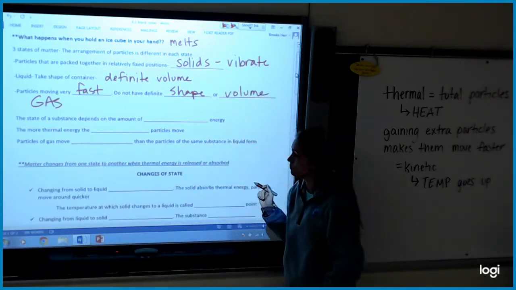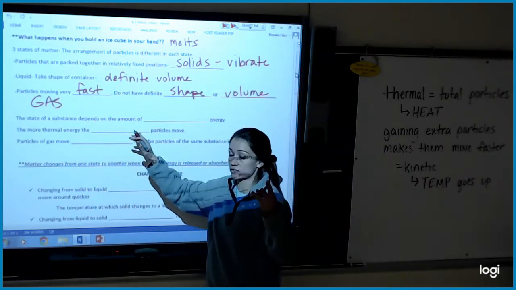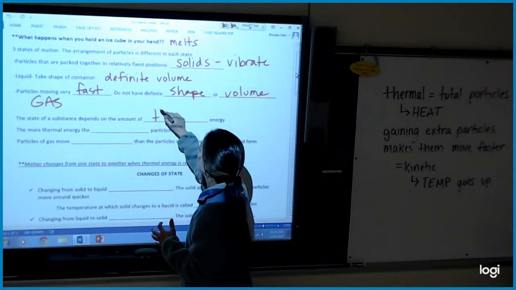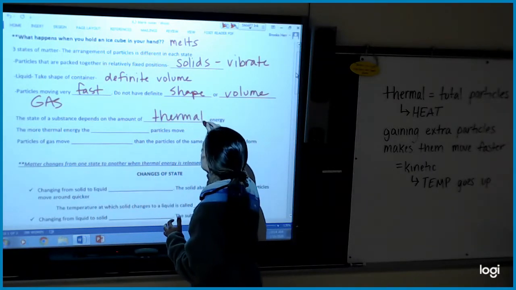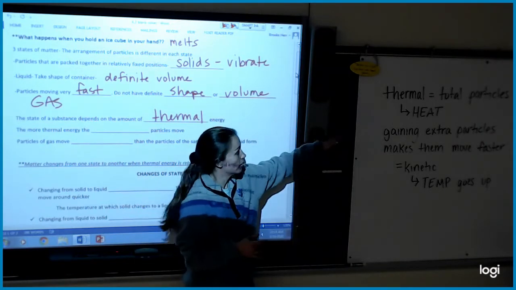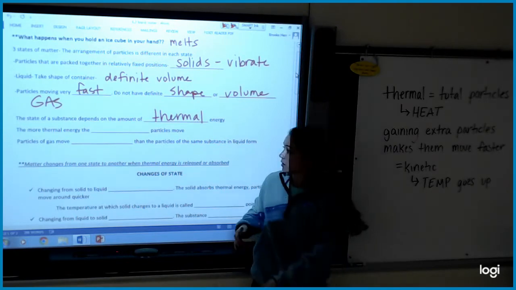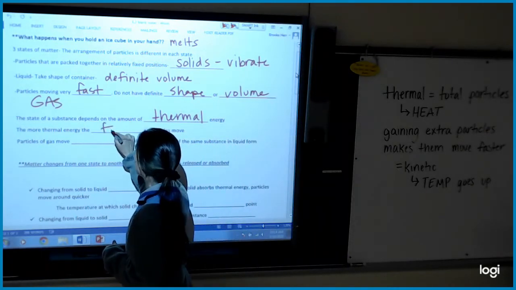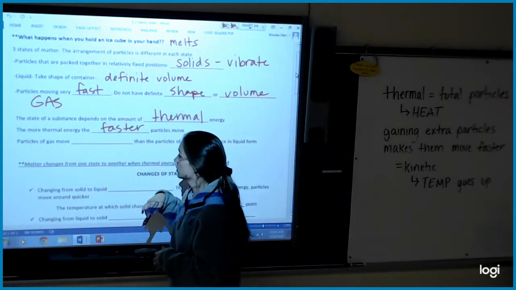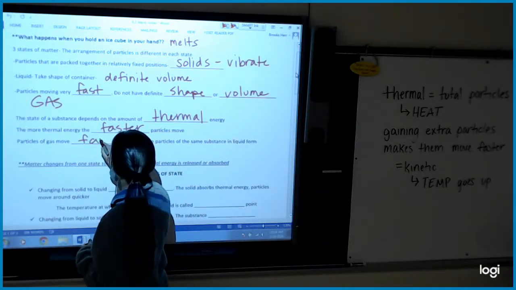Okay? The state of a substance, so whether it's in a gas, liquid, or solid form, depends on how much thermal energy that object has. The more thermal energy, we just talked about it, also the more kinetic energy, which means the higher the temperature is. So the more thermal energy, the faster the particles are going to move. Obviously, gas particles are going to move the fastest.